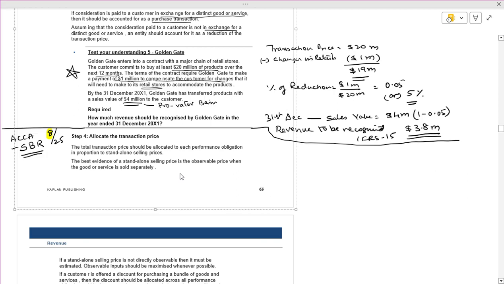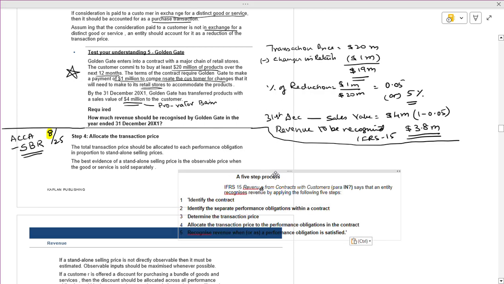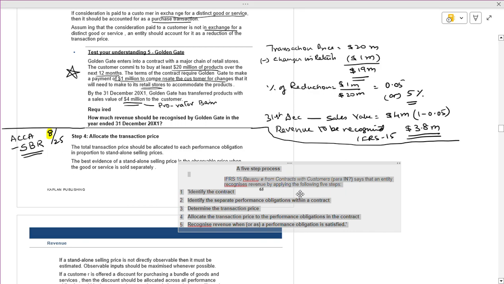Before we start with step 4, I just want to make sure of the criteria with respect to IFRS. IFRS 15 revenue is a 5-step process. First, you have to identify the contract. Second, identify the performance obligation. Then you should have a transaction price, and then allocate the transaction price to the performance obligations.